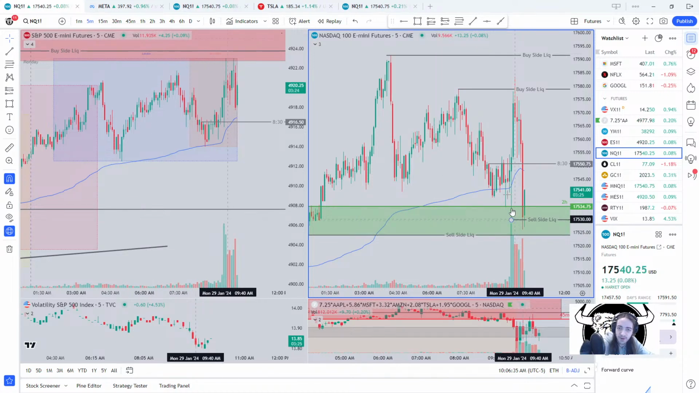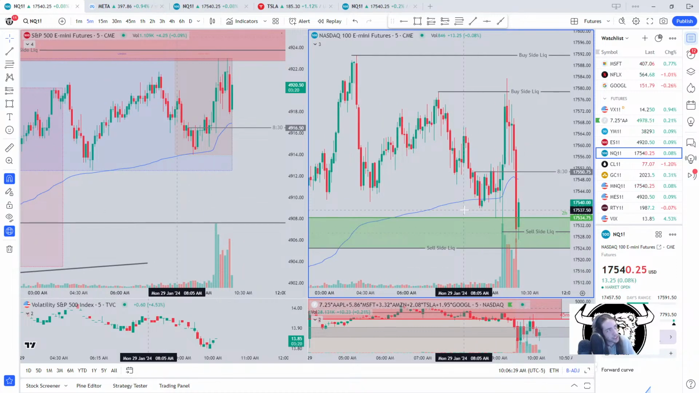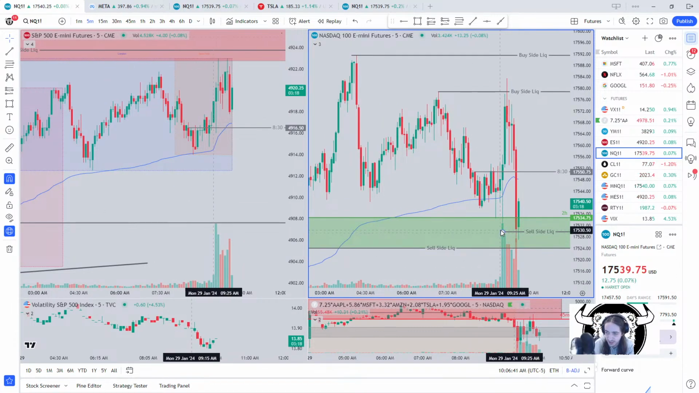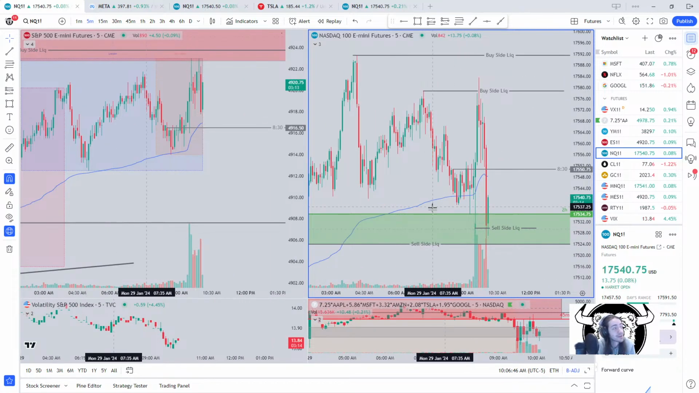Bounce. That is a nice bounce. And again, double confirmation on that, right? Liquidity, sell side liquidity sweep, and 2-hour demand zone.